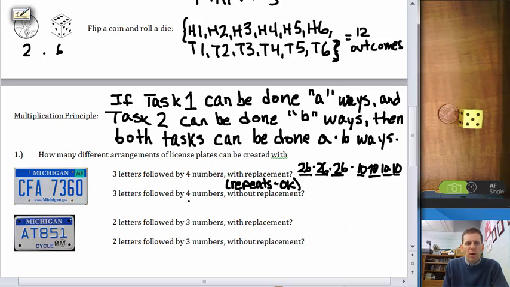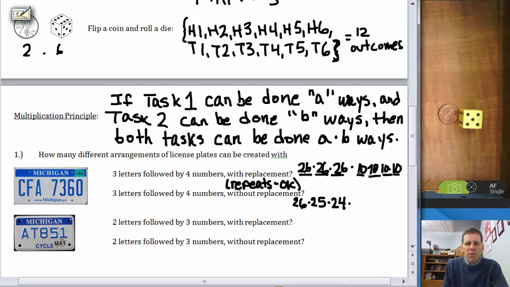For 3 letters followed by 4 numbers, without replacement, that means repeats are bad. We don't want to repeat any characters. So you have 26 choices for the first letter, but if we choose, for example, the letter C, we can't use it for the second letter. That gives us just 25 letters to choose from. If we choose an F for the second letter, for the third letter, we can't choose C or F. That gives us only 24 letters to choose from.